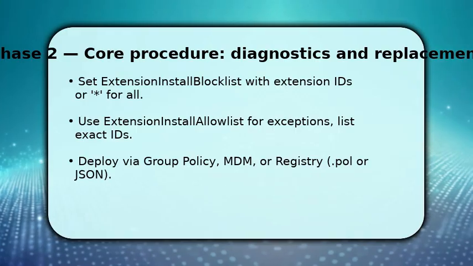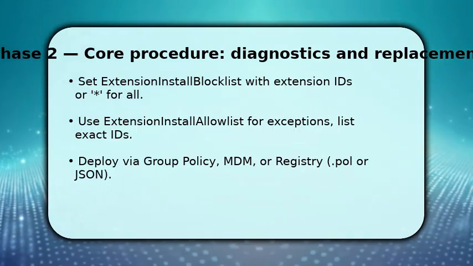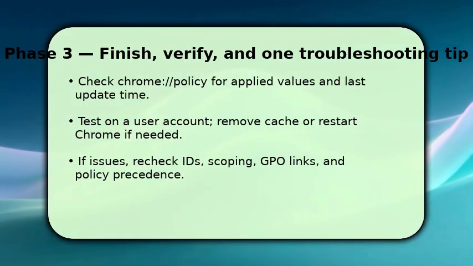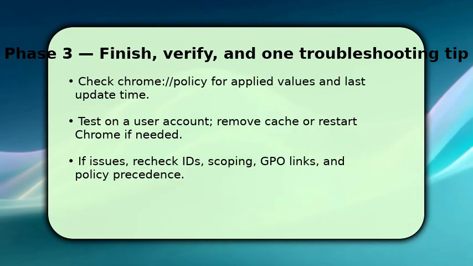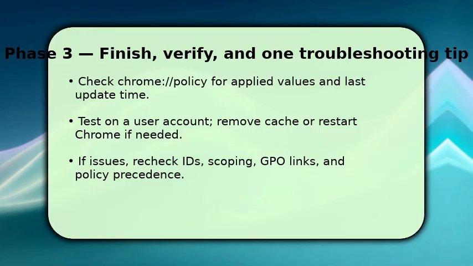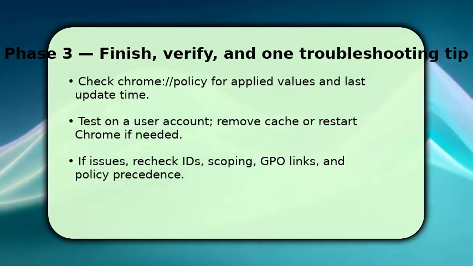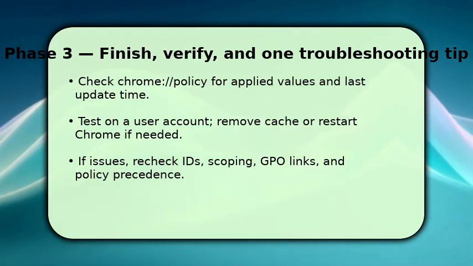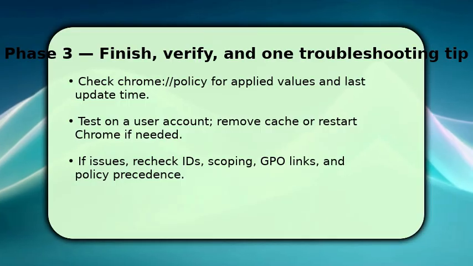Make sure policies refresh or restart Chrome. Finally, you verify the blocks and troubleshoot if anything fails. Verification avoids surprises. Visit chrome://policy to confirm the ExtensionInstallBlocklist and allowlist are present and note the last update time. Test on a target user account and restart Chrome so policies reload. Clear the browser cache if an extension still appears.